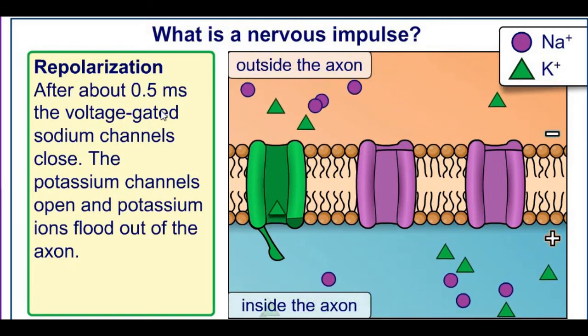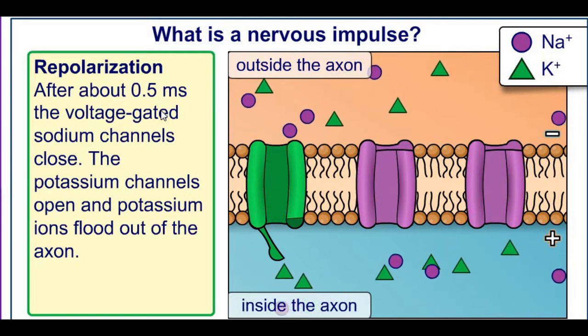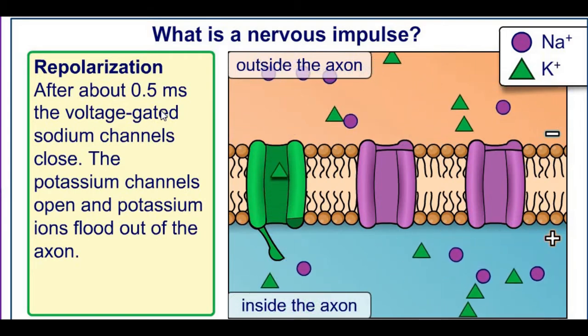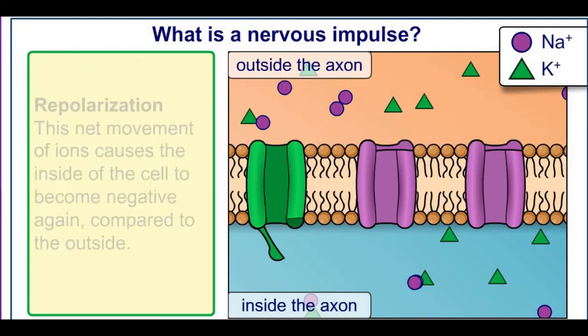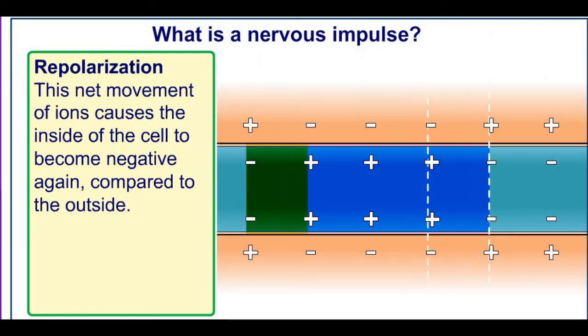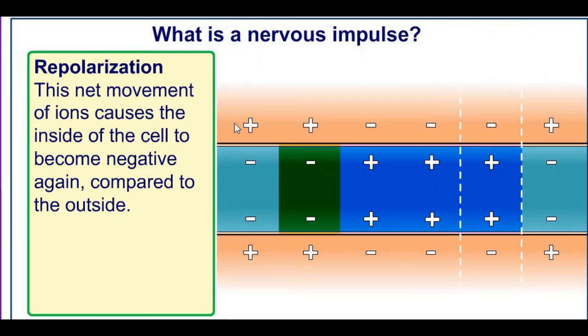Now we're going to open up the potassium channels, so they're also voltage gated potassium channels. They're going to open, and then the potassium is going to rush out of the axon. So we have depolarized, now we are repolarizing. So we were polarized before in the resting state, and then we depolarized, so all the sodium rushed in, and now we are repolarizing, so all the potassium is rushing out. And this causes the net movement of ions again to change. So rather than being negative on the inside, we're now going to be positive. Okay?